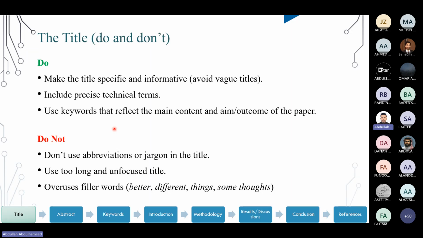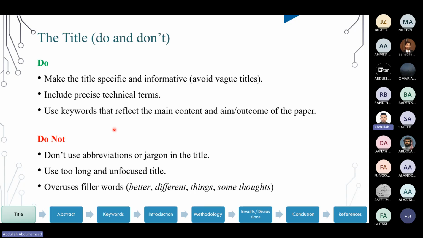Number 1, do not use abbreviation or jargon in the title. Abbreviation means, you know, abbreviation. For example, AI: instead of artificial intelligence, I will just write AI. So sometimes it is allowed, especially for those abbreviations which have become very common, like everybody now knows that AI is artificial intelligence.